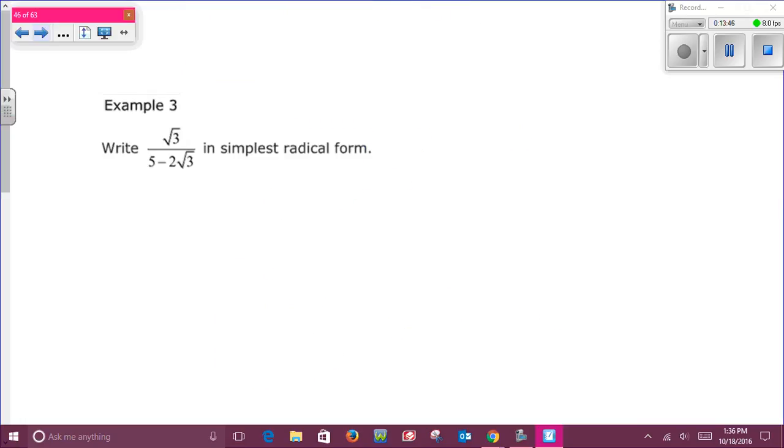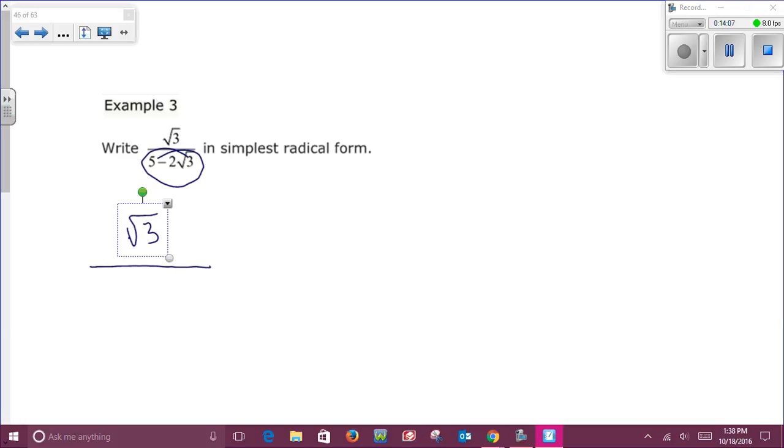Last example. Write radical 3 over 5 minus 2 radical 3 in simplest radical form. Okay, so when we have this ugliness in the denominator, we have to get rid of it. And I need to get rid of my radicals. I just can't keep radicals in the denominator. They're just not allowed. So what we were just doing is multiplying everything by the conjugate, and that was getting rid of my radicals. Well, that's what we do to get rid of radicals. We multiply the top and the bottom by the conjugate of the denominator.